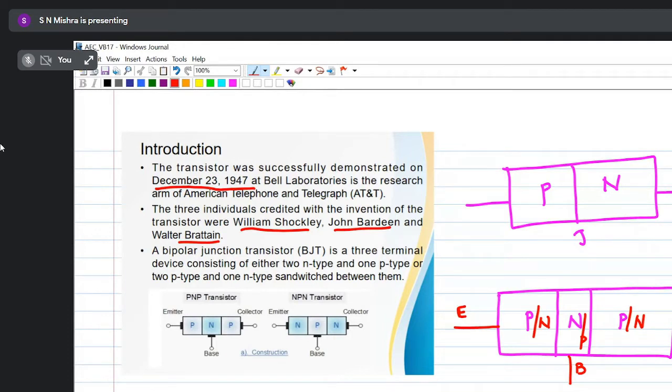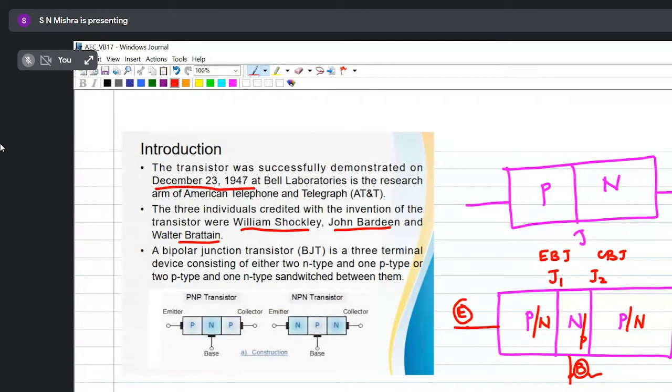And here we get two junctions. This is one junction, this is the second junction. The first junction is called the emitter base junction, between emitter and base. So I can write here EB junction. The second one is between collector and base, so this is the CB junction. Like a diode has one junction, a transistor has two junctions: one is the emitter base junction, another is the collector base junction.